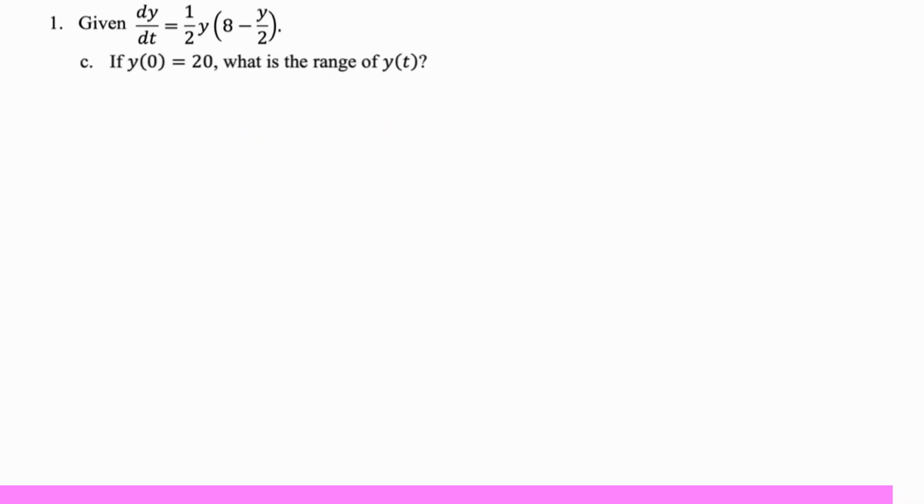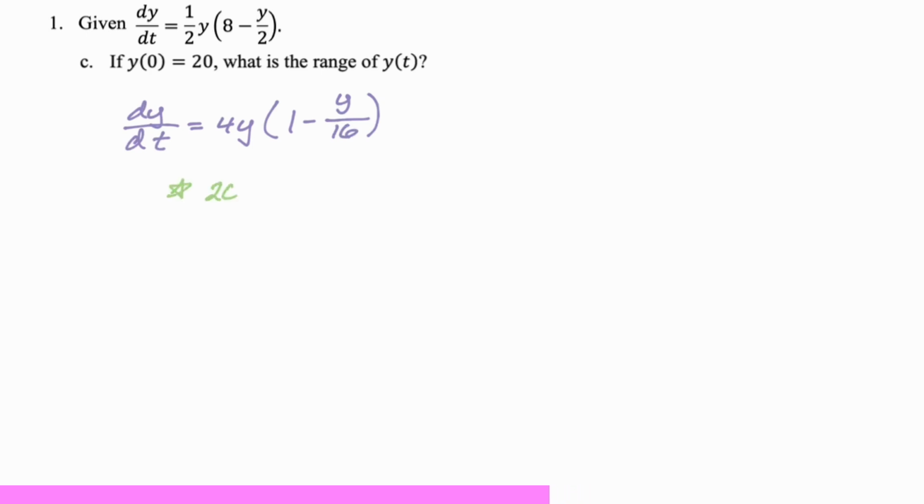All right, part C. If y of 0 equals 20, what is the range of y of t? Here's our differential equation rewritten. If these were all separate problems, I would have rewritten it every single time. We know that the limit is 16. Crucially, 20 is more than 16. So we're going to start at 20 and decrease toward that limit. Having established all of that, the range is between 16, which you will never get to, and 20, which you start out at.